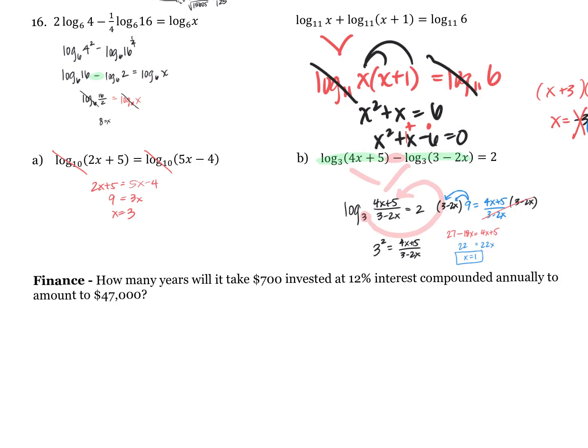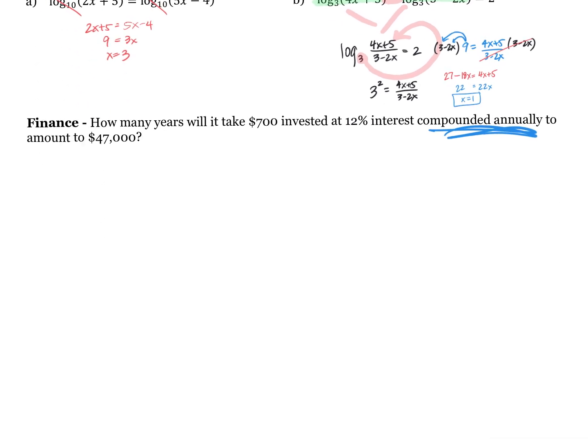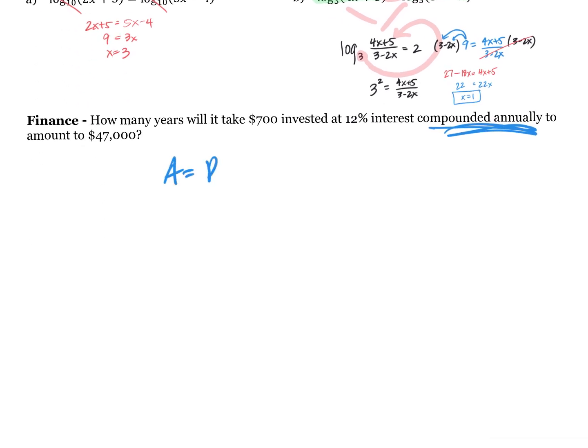Here you go. How many years? Let's just do a little reminder. This is kind of what Andy's working on right now. Let's remind ourselves, compounded annually. How many times would my interest be compounded if it was done annually? 1 time. So we're going to use this formula, P(1 plus r over n) to the nt. I want to turn $700 into $47,000. Don't we all, y'all? Let's go.